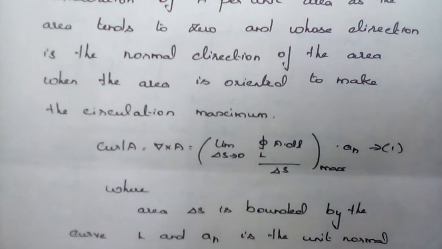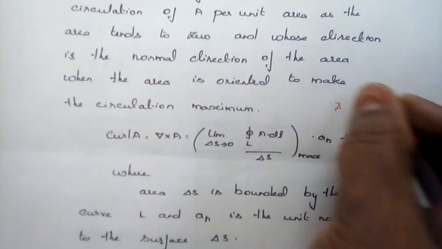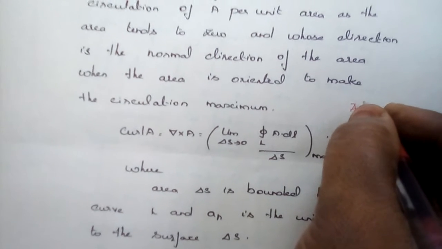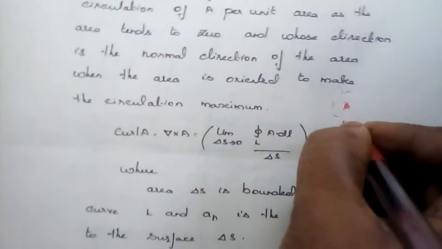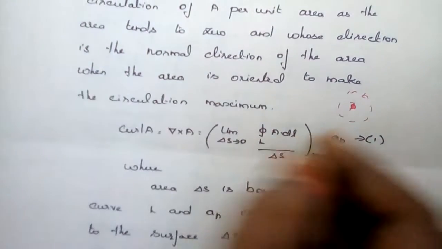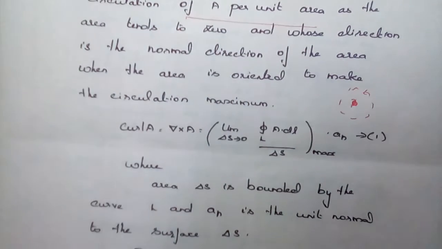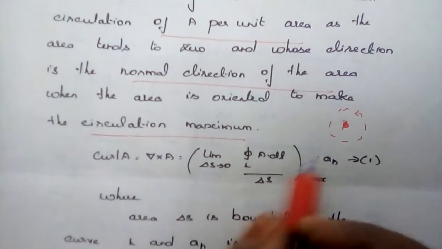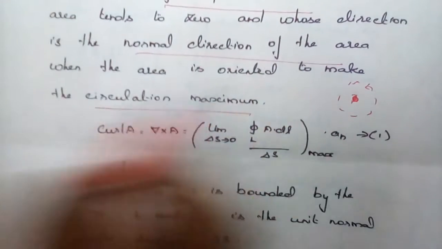What the curl of the vector says is, if there is a vector A, from the vector A, the maximum circulation of the flux will be nothing but the rotational moment. That means if this is the vector field, the electric field flux rotates along this field. Okay, so it is a rotational vector whose magnitude is the maximum circulation of A per unit area, right? And the direction will be the normal direction of the area when the area is oriented to make the circulation maximum. So this rotational circulation will be maximum. When it is maximum, its direction will be the normal direction of the area, right?